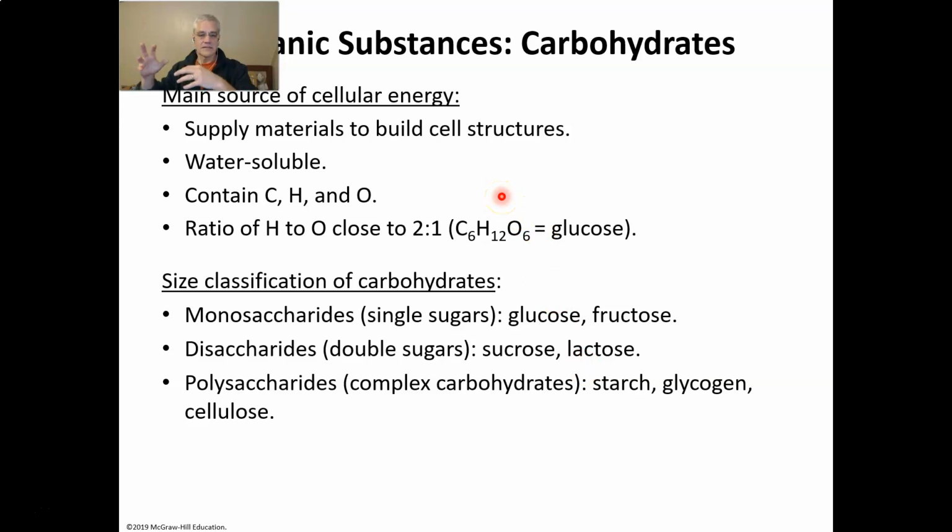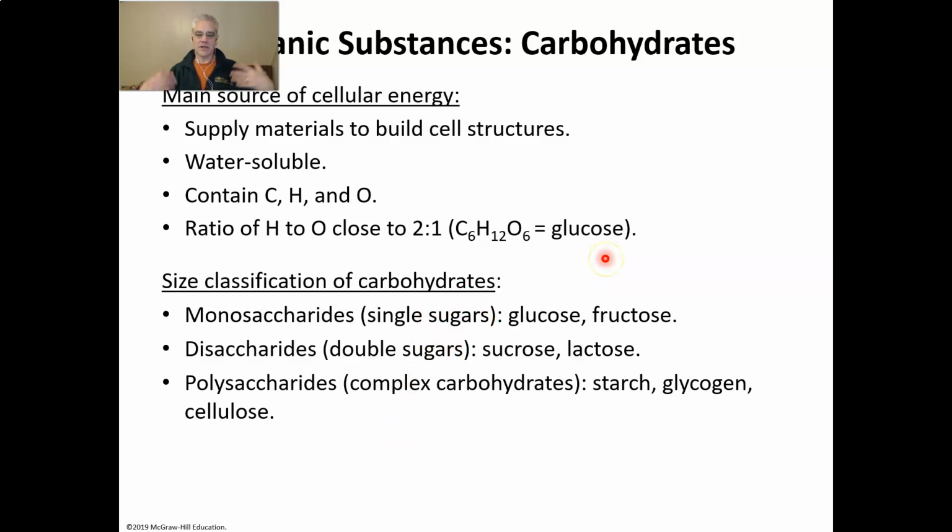Now, the other side, chemistry says you have organic substances. Organic substances have carbon and hydrogen in them. They often also have oxygen in them, but not all the time. Number one, carbohydrates, okay? The main source of cellular energy. You have glucose floating around in your blood, a fairly high concentration of glucose in your blood all the time. Carbohydrates are water soluble. They contain carbon, hydrogen, oxygen. The ratio of hydrogen to oxygen is close to 2 to 1, almost all the time. So you're going to see usually twice as many hydrogens as you see carbons and oxygens. That's not an absolute guarantee, but it's pretty good.